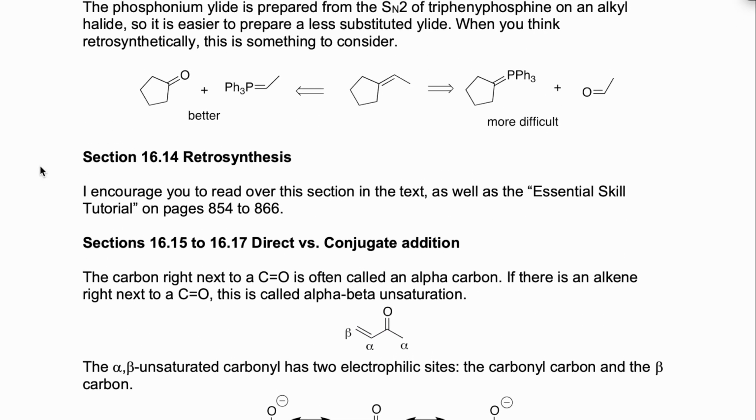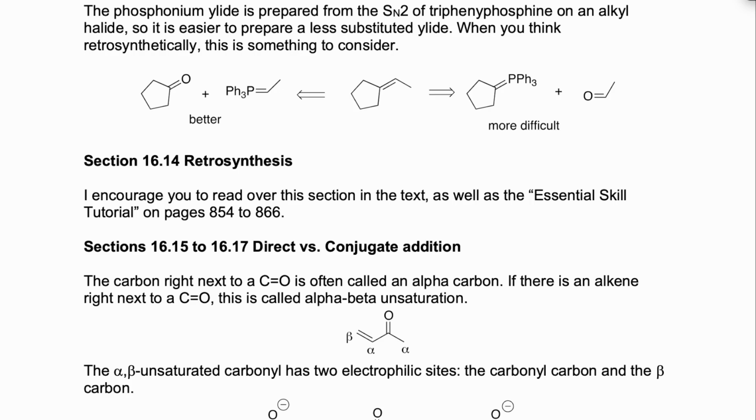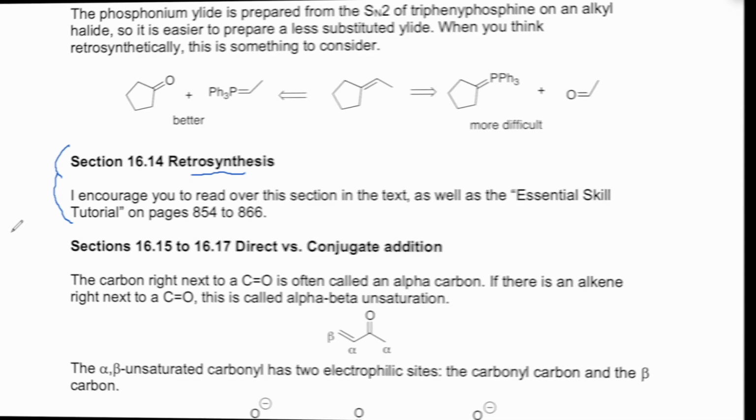So that's just one example of what you need to think about when you are thinking about how do I make a certain product, what would I start with. So that's the retrosynthetic thinking. We've been sort of touching on it here and there. They do have a little bit more in this chapter. They keep spending a little bit of time every chapter on giving you tips on how to think of things retrosynthetically.